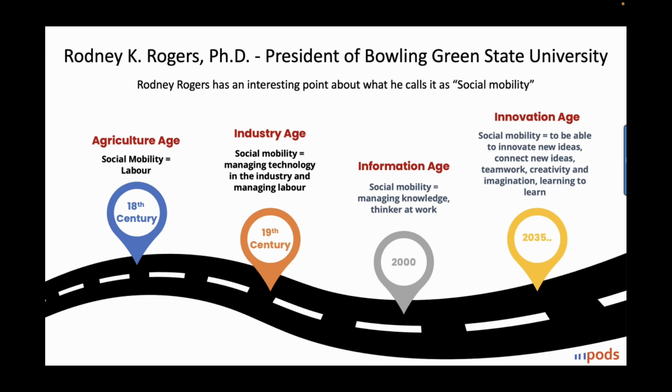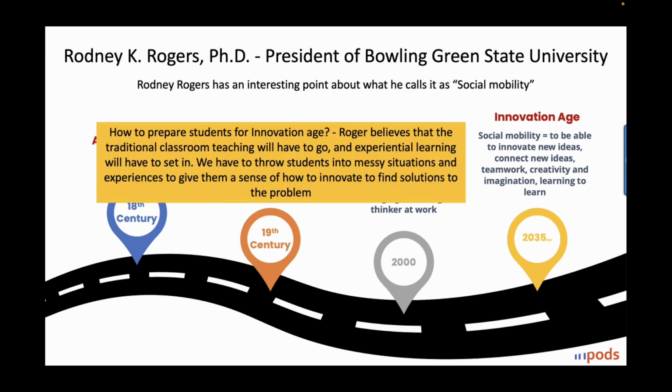It is said that around 10 to 15 years from now, the innovation age will emerge, and social mobility will be seen in a way that the people working in organizations will have to be extremely good at innovation, teamwork, creativity, and imagination. They will have to have a good skill of continuous learning. So essentially, it is communication, collaboration, critical thinking, and creativity. These four C's are going to become more critical, plus lifelong learning abilities.